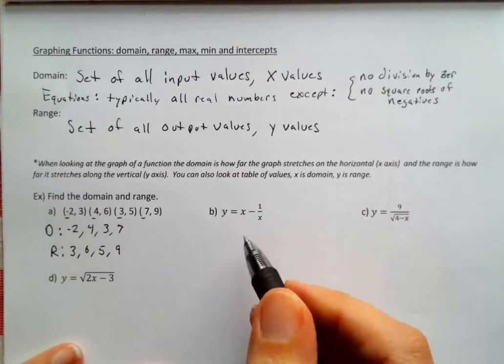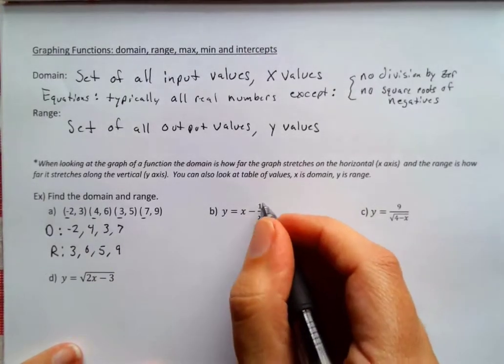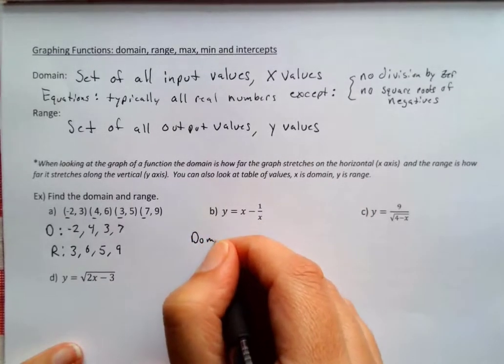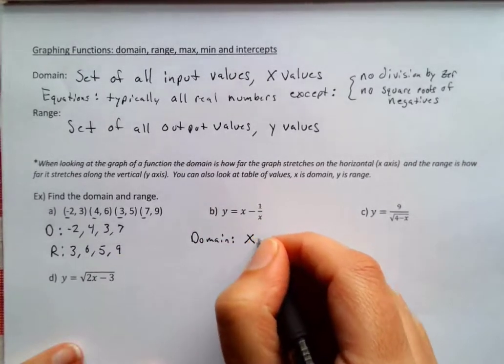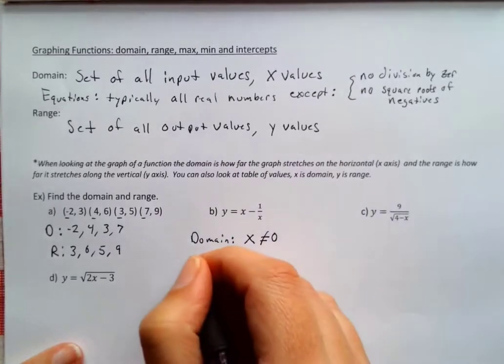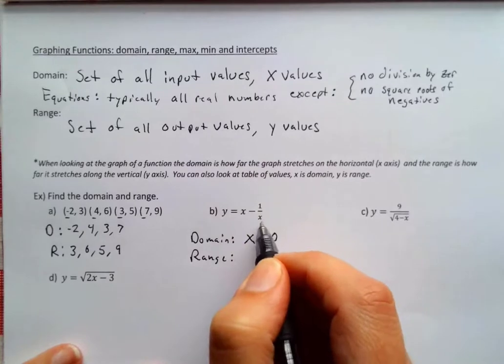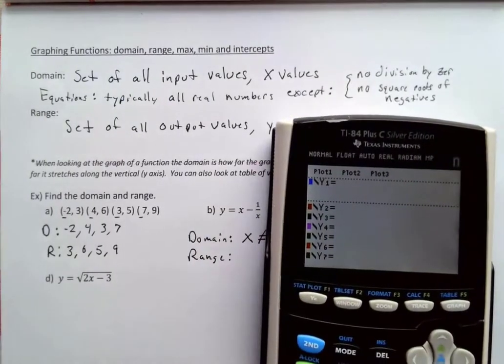For B, you can see that if I put in 0, I would have a division by 0, and you can't have that. So for your domain, looks like you can have everything else. X just cannot equal 0. Now for our range, well, if this were 1 and this were 1, it would equal 0. So our range, I think, is not going to be limited. But just to be sure, oftentimes I like to graph it.